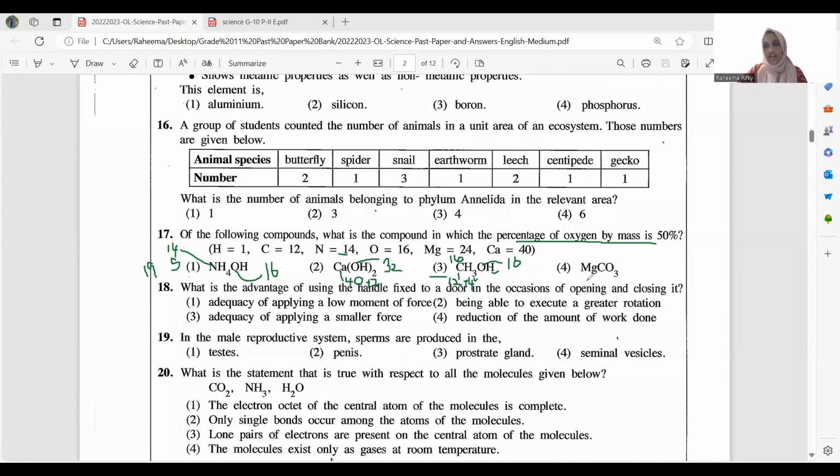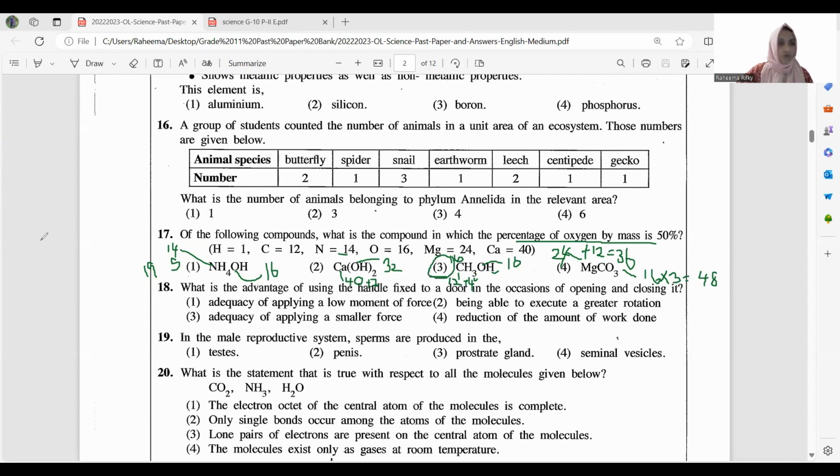Right. Then the fourth one, we will check whether any answer comes here. Magnesium here is 24 and carbon is 12, so we can add that and now we have 36. And we have 3 oxygens. 1 oxygen is 16, so 3 oxygens means 16 into 3, so it is 48. So it's not matching. Actually, it should not, because we already have the answer. So the answer is number 3 because we got equal masses.